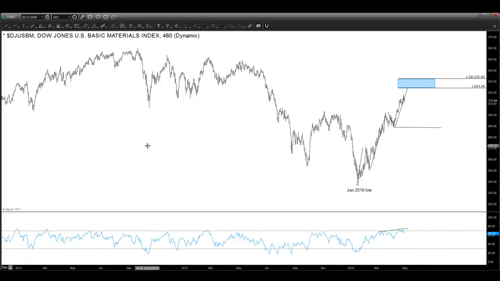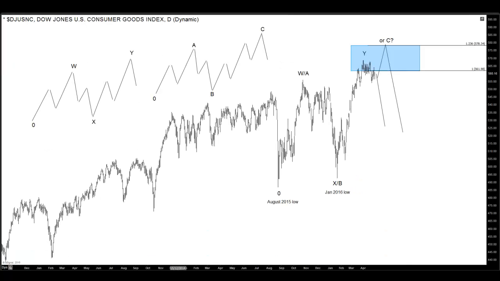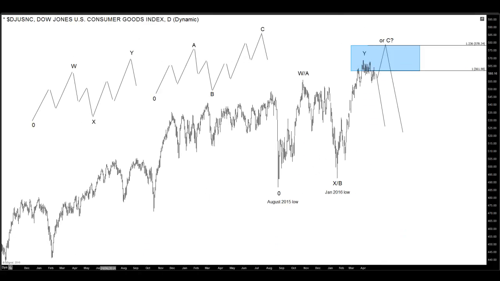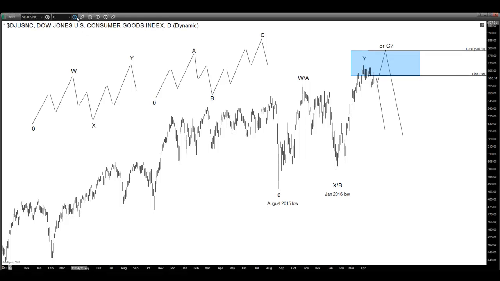Now, we can take a look at another index in the Dow Jones, which is basically the consumer goods index. This is the August 2015 low. This is the January low here, and this is the January low in the basic materials index. Now, in the consumer goods index, we can see that it has reached the equality target from this August 2015 low. It did 3 swings here in the first leg.